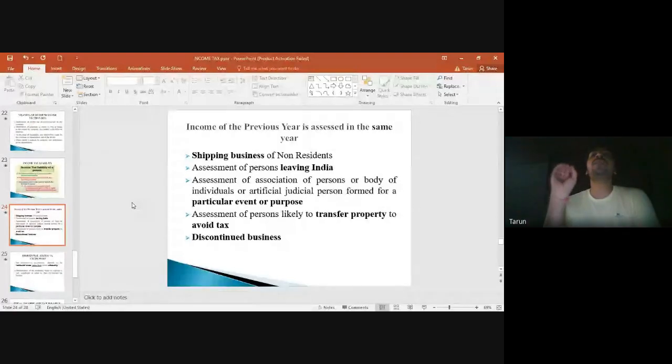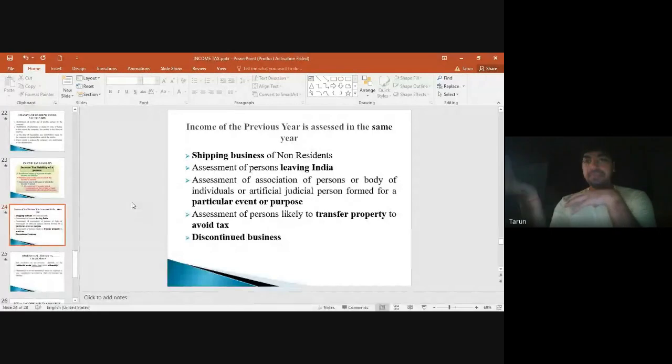Assessment of persons leaving India. So those persons who are living in India and migrate to other countries, their assessment of income will be calculated based on all those previous years where they have resided in India, right?